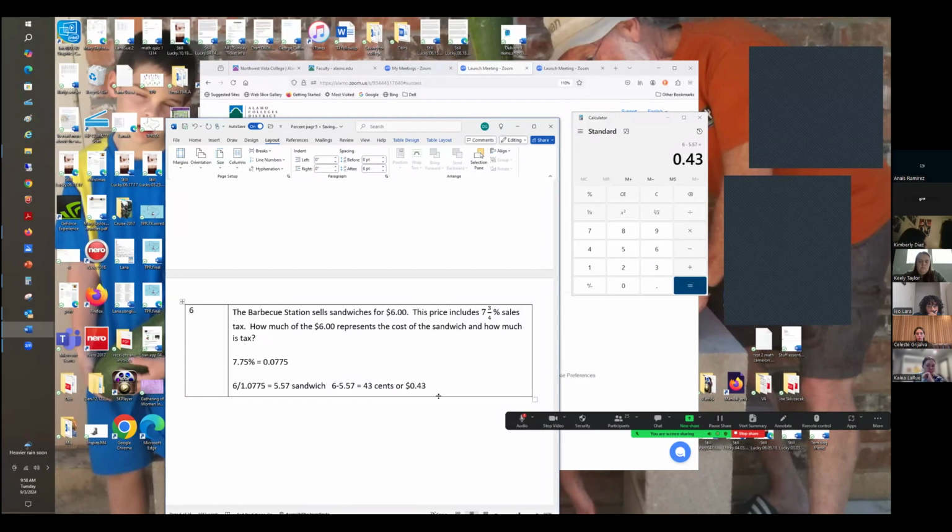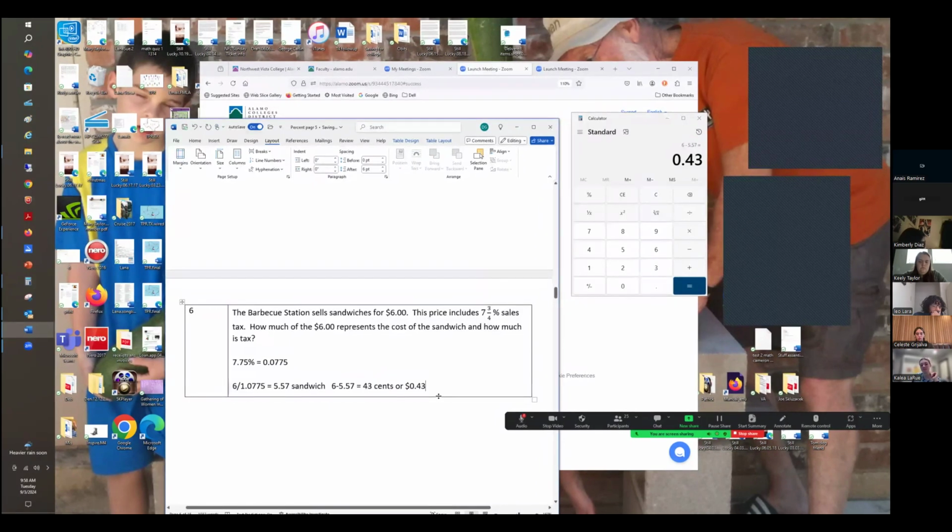Do not put 0.43 cents for this problem. There's no such thing as 0.43 cents. It's not even a half a penny. 0.5 cents is a half a penny. So it's 43 cents or $0.43 for the tax. And you're going to see that I grade this pretty strictly.